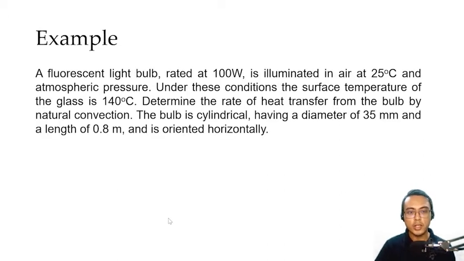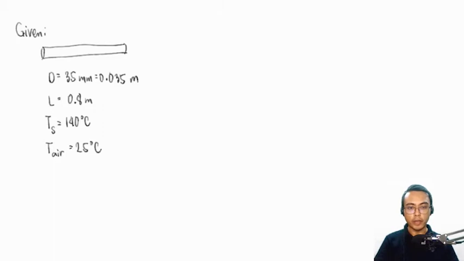Let's try to solve this example. A fluorescent light bulb, rated at 100 watts, is illuminated in air at 25 degrees Celsius and atmospheric pressure. Under these conditions, the surface temperature of the glass is 140 degrees Celsius. Determine the rate of heat transfer from the bulb by natural convection. The bulb is cylindrical, having a diameter of 35 millimeters and a length of 0.8 meters, and is oriented horizontally. Here are our givens for the problem.